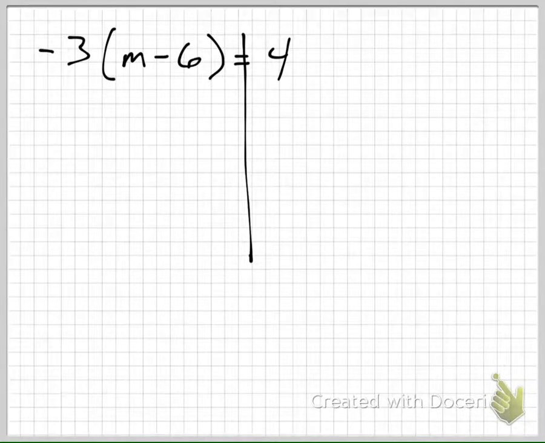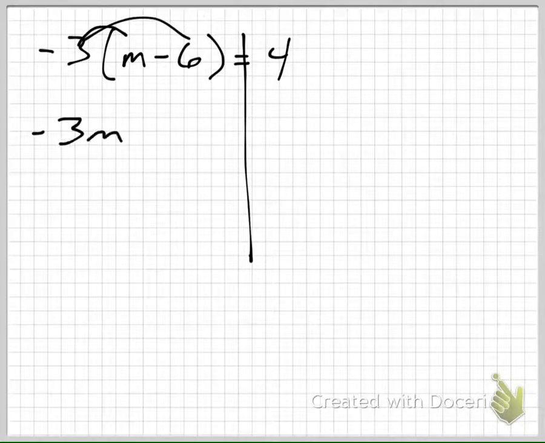You have to use the distributive property. Negative 3 times m is negative 3m. Negative 3 times a negative 6 is a positive 18, equals 4. Right? Negative 3 times a negative 6. Minus 18. Right. Does it make sense why it wouldn't be, though?